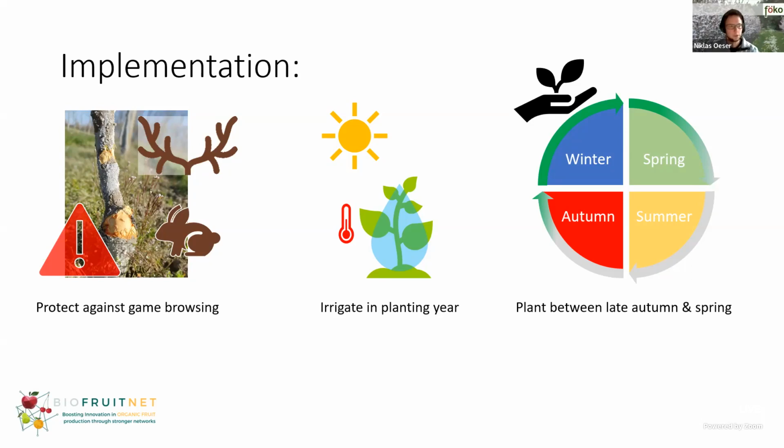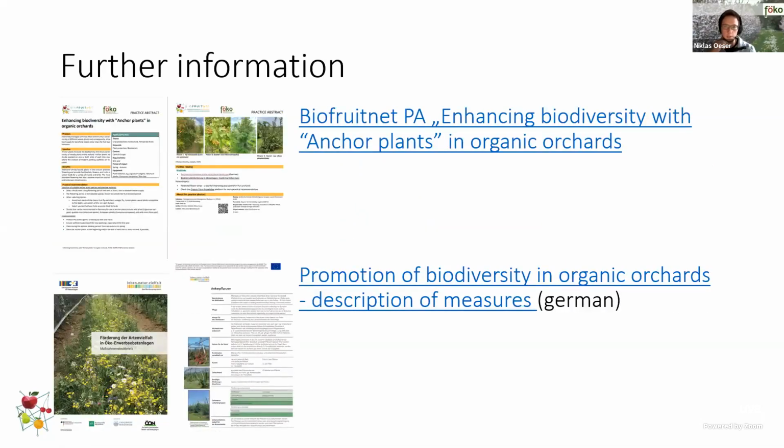And yeah, so a very short example of a specific measure in enhancing your biodiversity in orchards. You can find more information on this topic in the BIOFRUITNET practice abstract, which was done on this topic. And also there are linked in the practice abstract some more sources to get information on these. And a new one, which is not linked there yet because it's very new, is the description of measures in a new magazine from a big biodiversity project in Germany, which you can find via this link. I can put it in the chat afterwards.